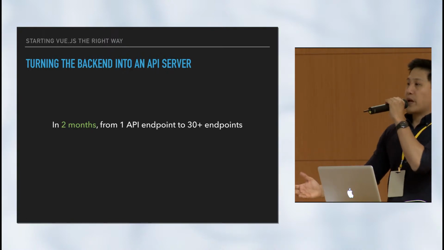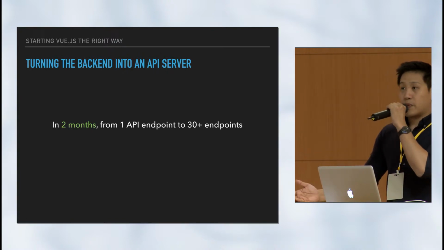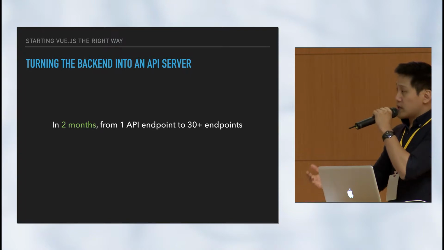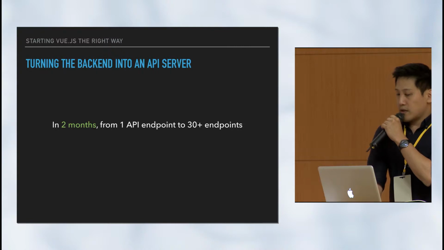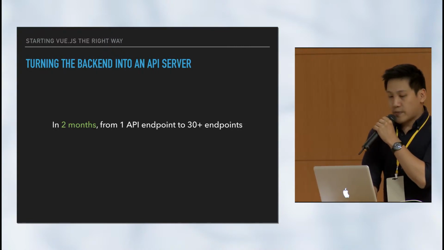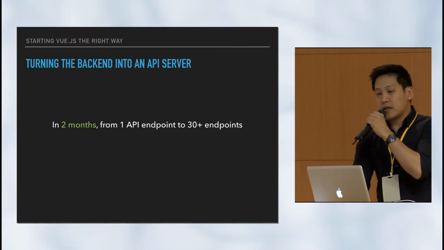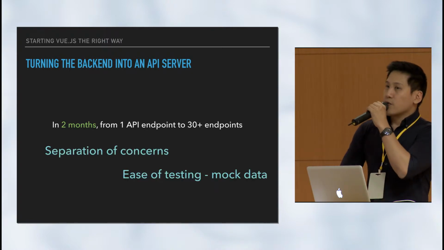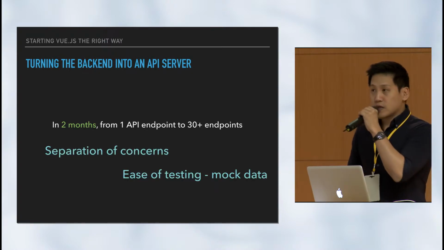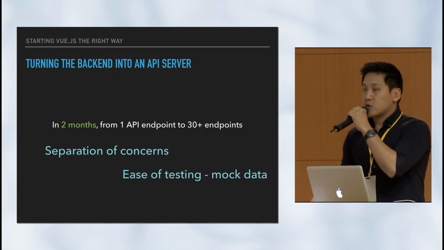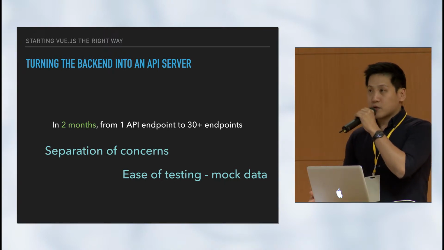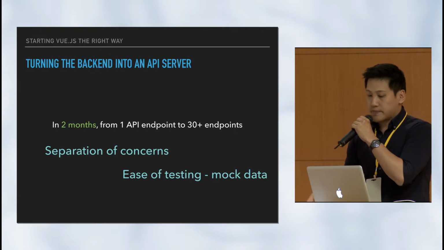In fact, we can keep a page there and use Ajax and API calls instead. This allowed us to create more than 30 API endpoints in those 2 months. The 30 plus API endpoints gave us really good separation of concerns between our front end and the back end. It also allows us to test our systems in an easier way.